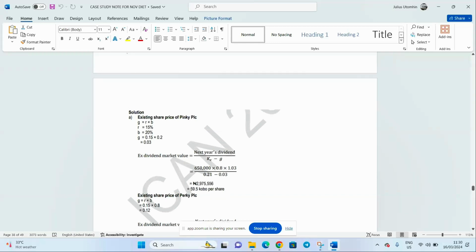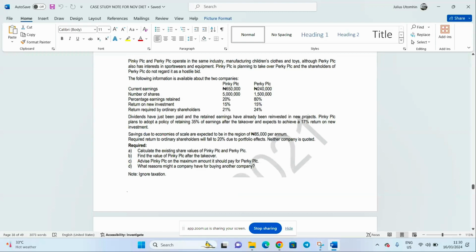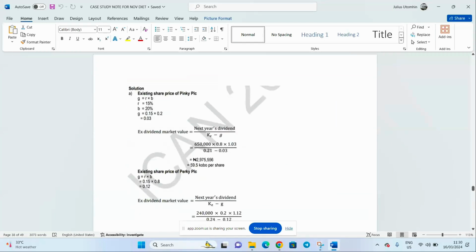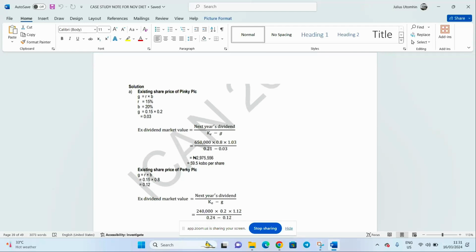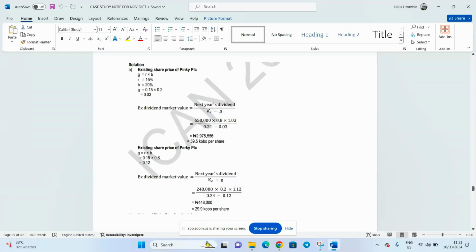So divide that figure by 5 million naira. What do you have? 0.59. So that's where 59 kobo is coming from. 59.5 kobo.